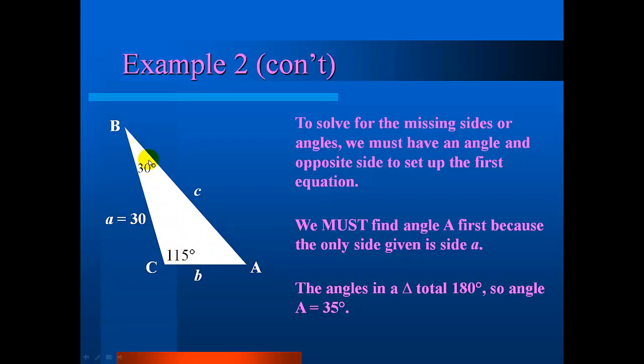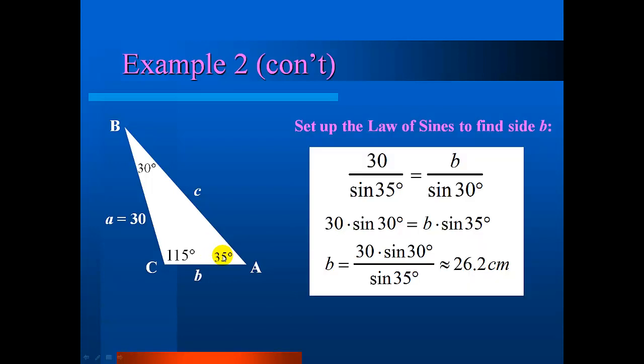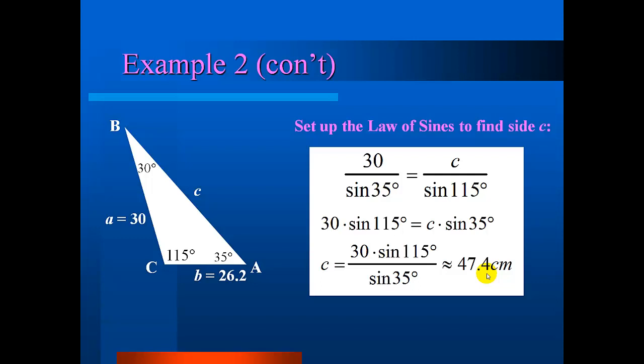Well, again, using the triangle sum rule, since the sum of the angles in the triangle has to be 180 degrees, angle A must be 35 degrees. Once angle A is set at 35 degrees, we can set this up as a ratio of sides to the sine of the angle. So a over the sine of angle A, 30 over the sine of 35 degrees, is equal to, let's find b, for example, b over the sine of 30 degrees. We multiply both sides by the sine of 30 degrees, and we're going to get b equals 30 times the sine of 30 degrees over the sine of 35 degrees. And that works out to approximately 26.2 centimeters. So we're getting closer.